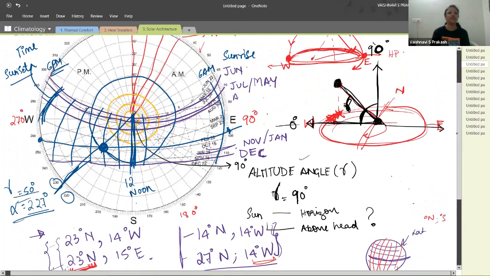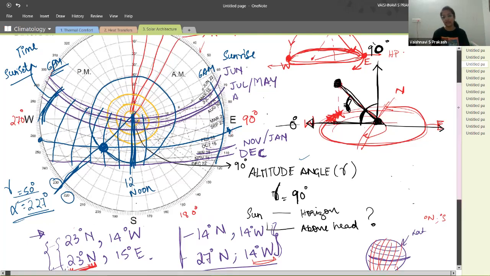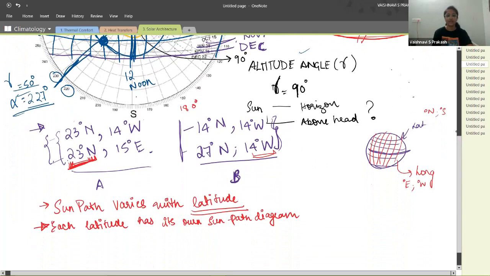Okay. So now we know the sunpath diagram, we know where seasons happen. Then we know how to find the altitude and the azimuth angles. What do we do with these angles? What are they used for? Any doubts till now? Tell me if you have any doubts, or I'll move on to the next slide. No doubts? Okay. Moving on.